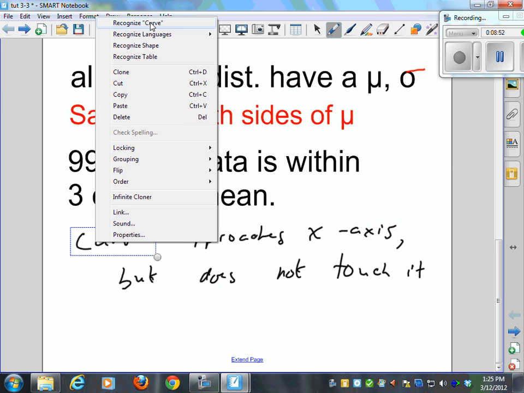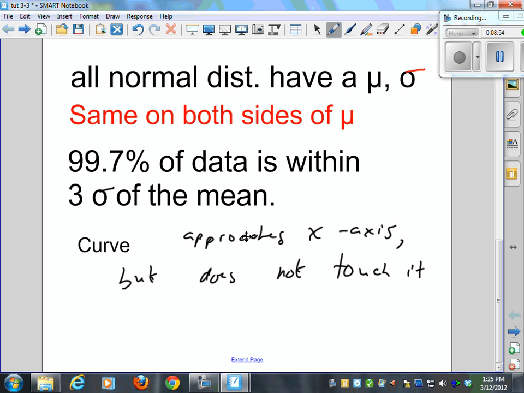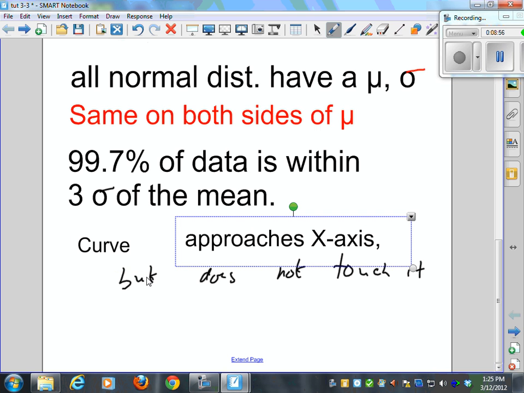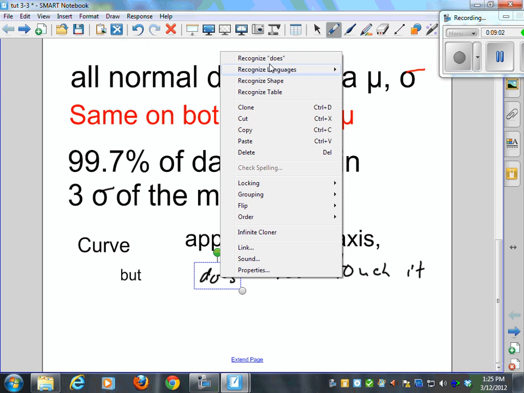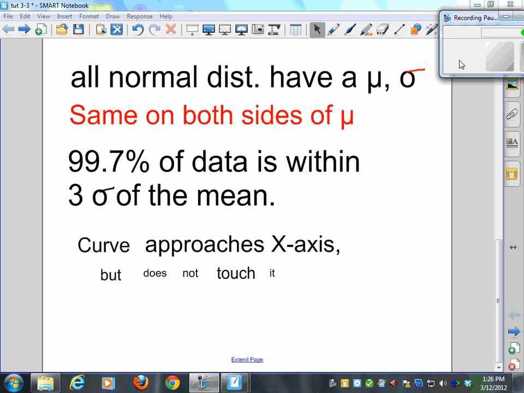Oh, that sucks. Why did it do that? Yeah, it does look like a ransom note, doesn't it?